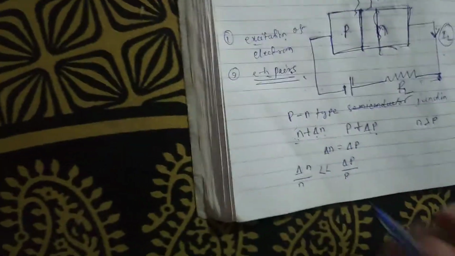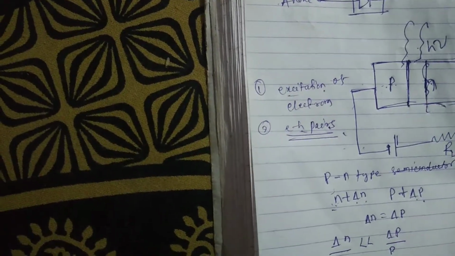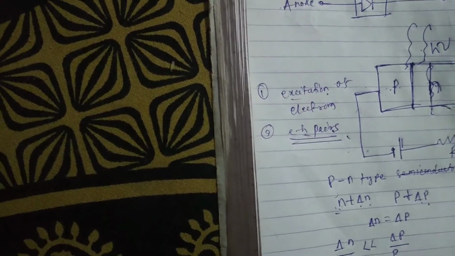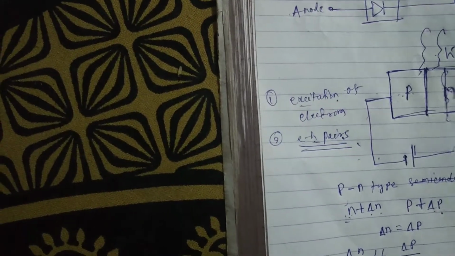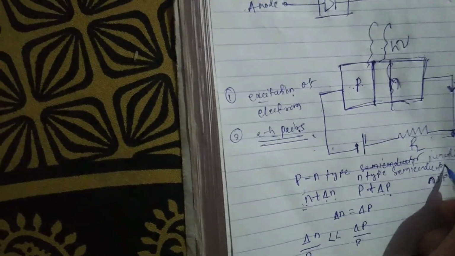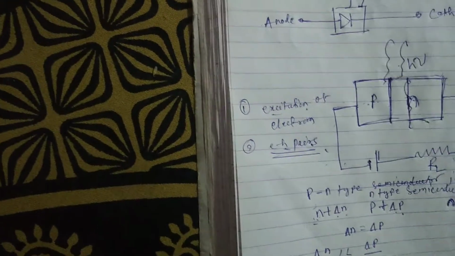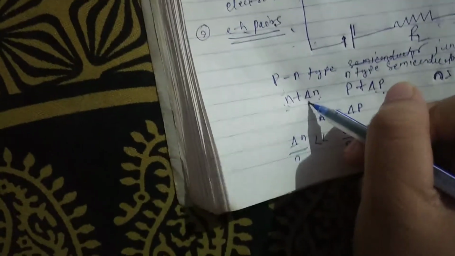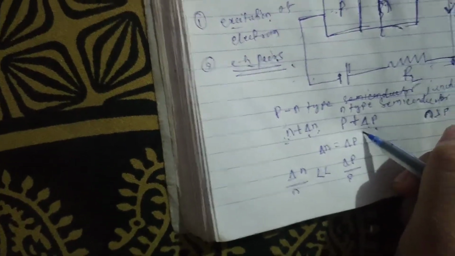Since the majority charge carriers are the electrons, n will be greater than p. That means the number of electrons will be greater than the number of holes, because in an n-type semiconductor the number of electrons is greater than the number of holes. So a fractional increase in the electrons and a fractional increase in the holes takes place.